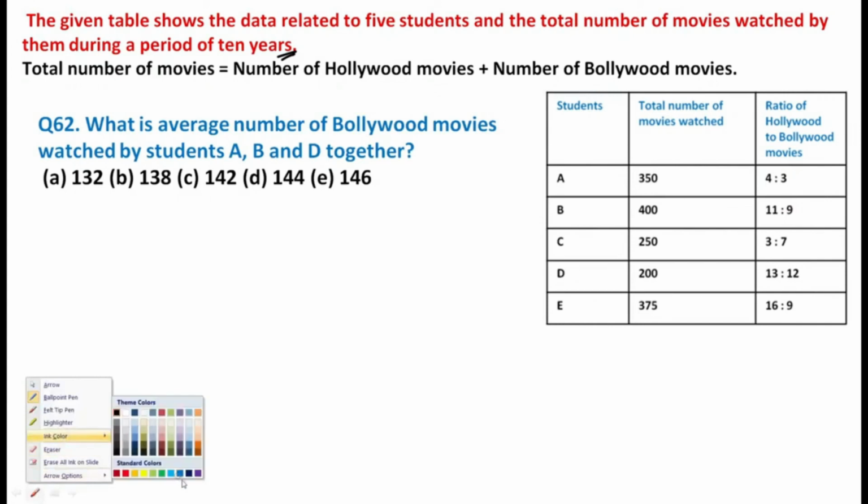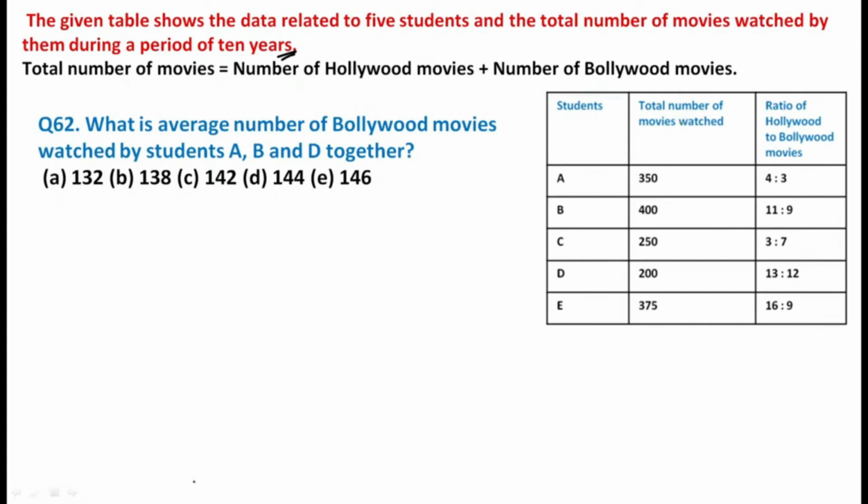So what is the data? If you observe the data, they given the students, the total number watched and the ratio of Hollywood to Bollywood. Now the question: what is the average number of Bollywood movies watched by A, B and D together? Now guys, the total number of movies watched by A is 7 units, 7 becomes 350, so each unit is equal to 50.